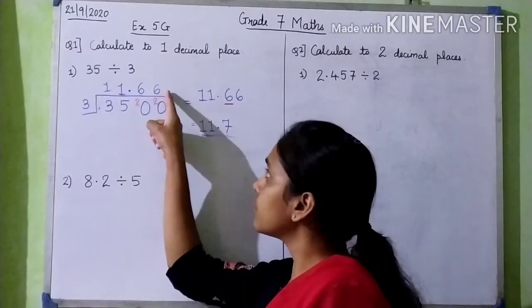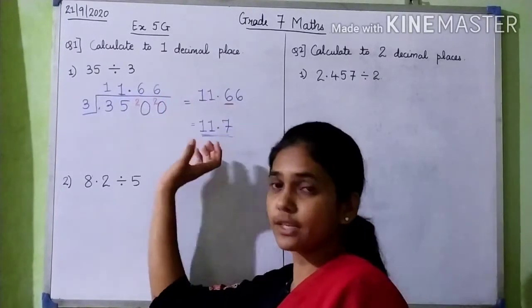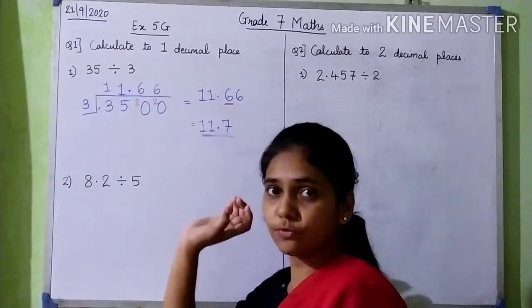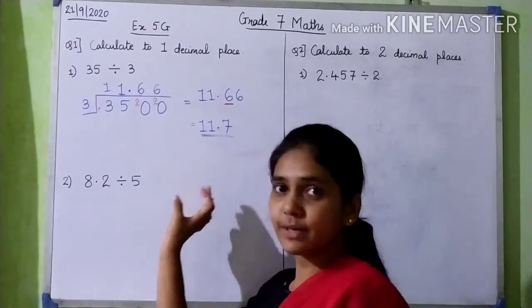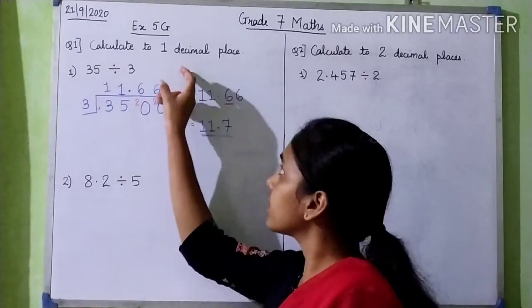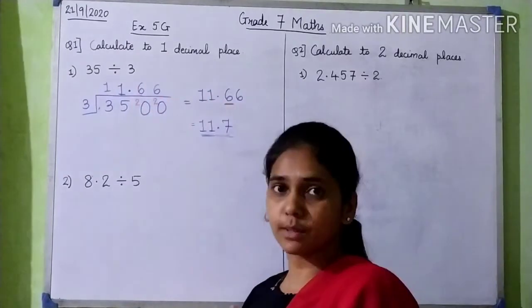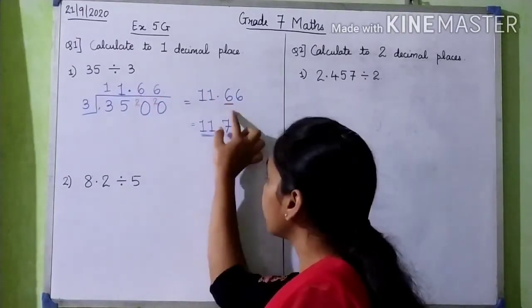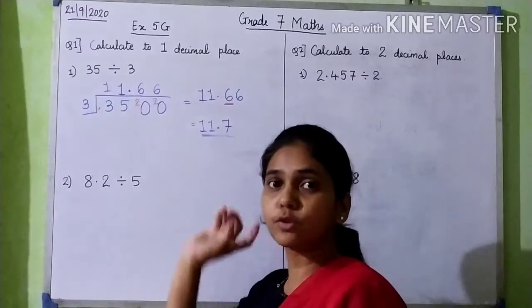Here you see that this 6 is going to be continued further, but we have to stop it somewhere. That is why they have asked us to calculate to one decimal place only. So for one decimal place, we have to check the number after it and round it off to one decimal place.